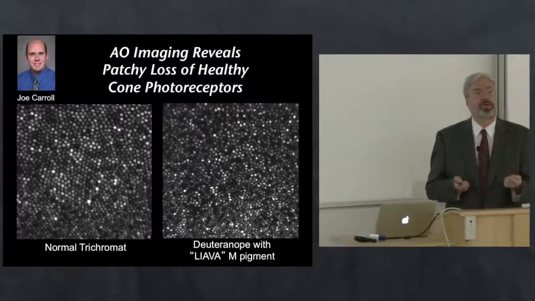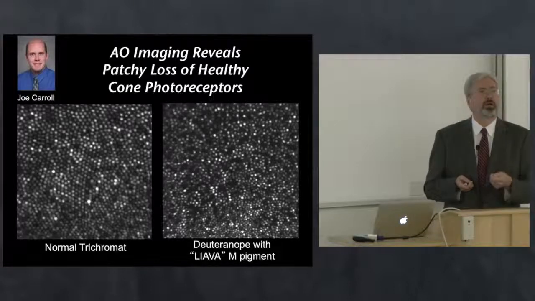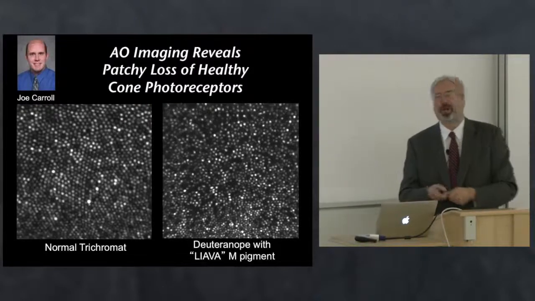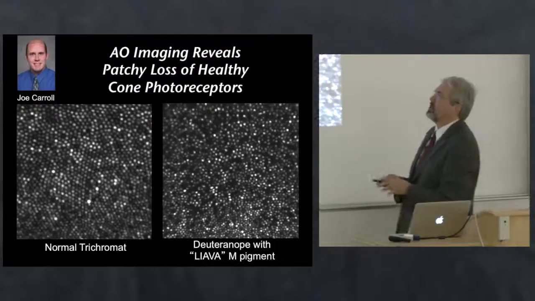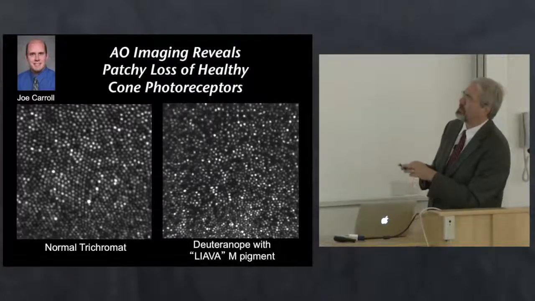It was very difficult to know what the phenotype might be of a person with a particular mutation, just because you couldn't count on them to die in your laboratory and give up their retina in time for you to get it in a microscope and actually image it. So with adaptive optics, we're able to see that. And here's a case of a normal trichromat, which has a rather complete mosaic.